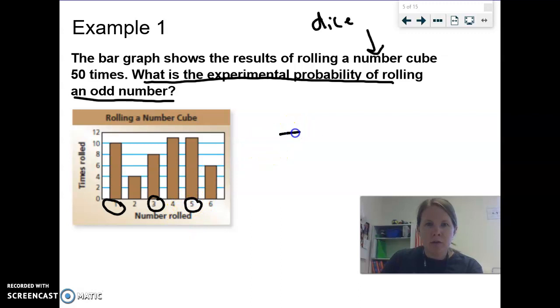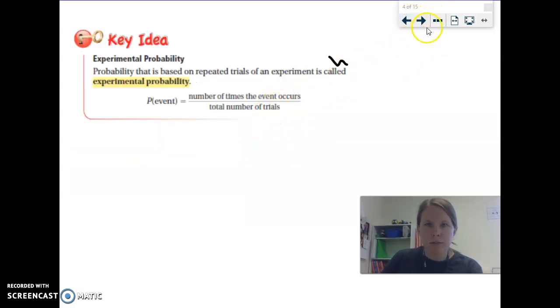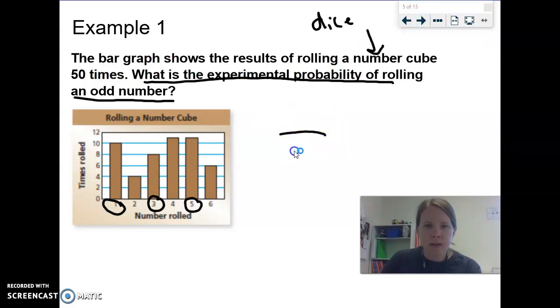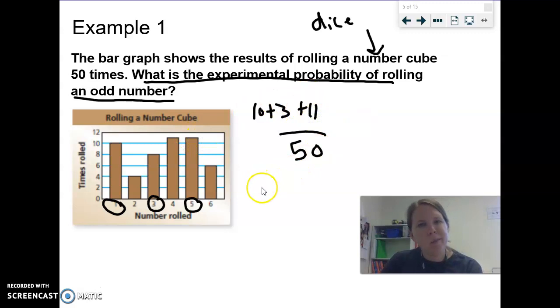So again, your total amount of outcomes are in the bottom. So how many times did you do the experiment, or how many trials? Well, we did it 50 times. And then I'm going to take a look at how many 1s, 3s, and 5s there were. So for 1, we got 10, and we're going to add them all together. For 3, we got 8, and for 5, it looks to be that we rolled 11. So if I add those all up, that's going to be 24 out of 50.